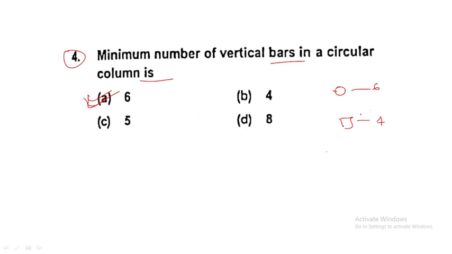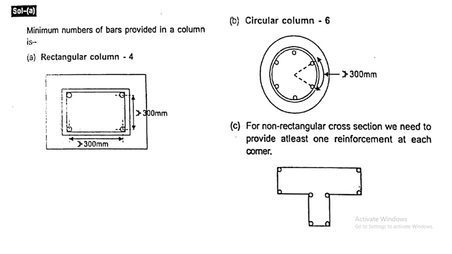Right? So you have to remember this one. You can see this is rectangular, right? You have 4 numbers, 1, 2, 3, 4. So minimum 4, and the dimension should not be more than 300 mm. Right? So for the circular it is 6. It is rectangular 4. You can see this is 6. For non-rectangular cross section, we need to provide at least one reinforcement at each corner. You can see here. So you have to provide the reinforcement like this.